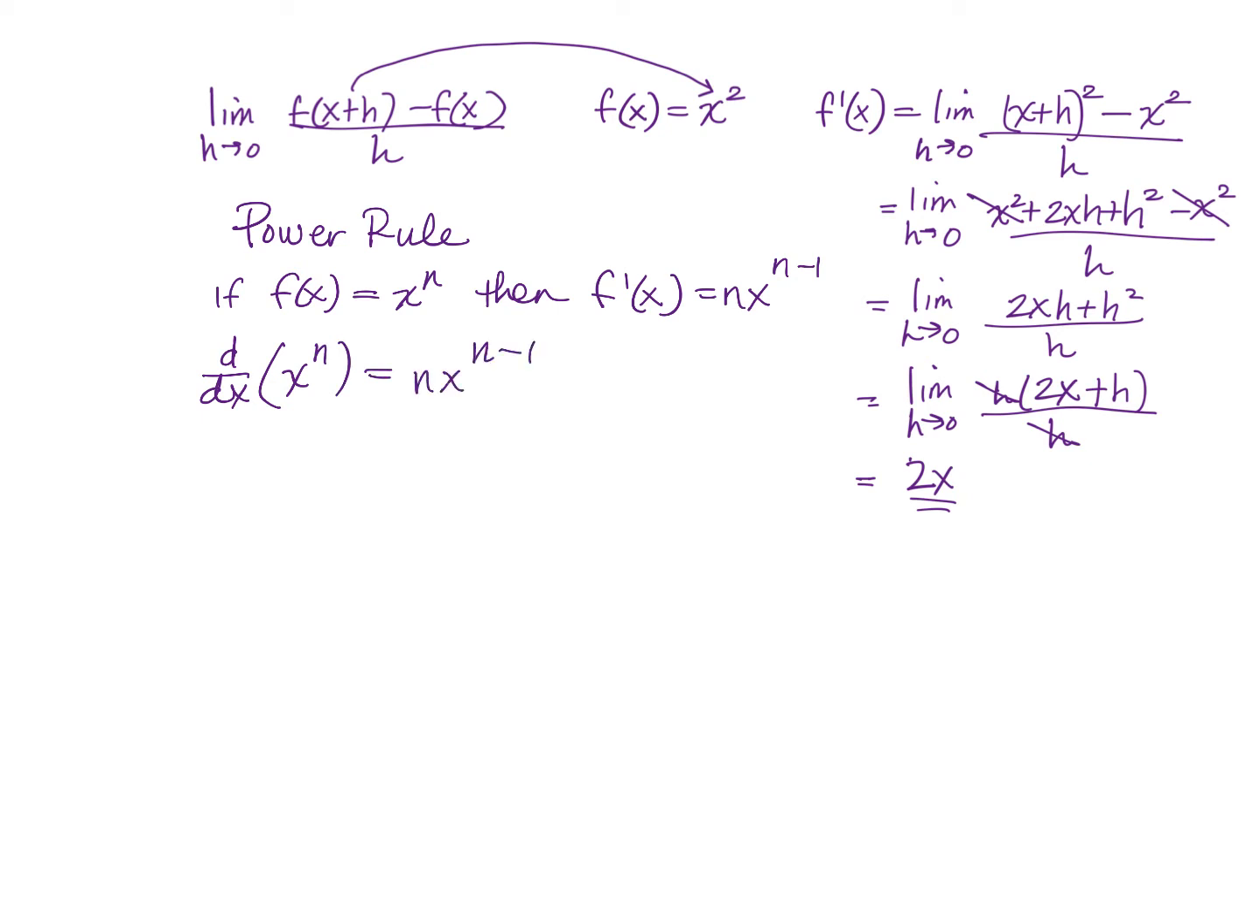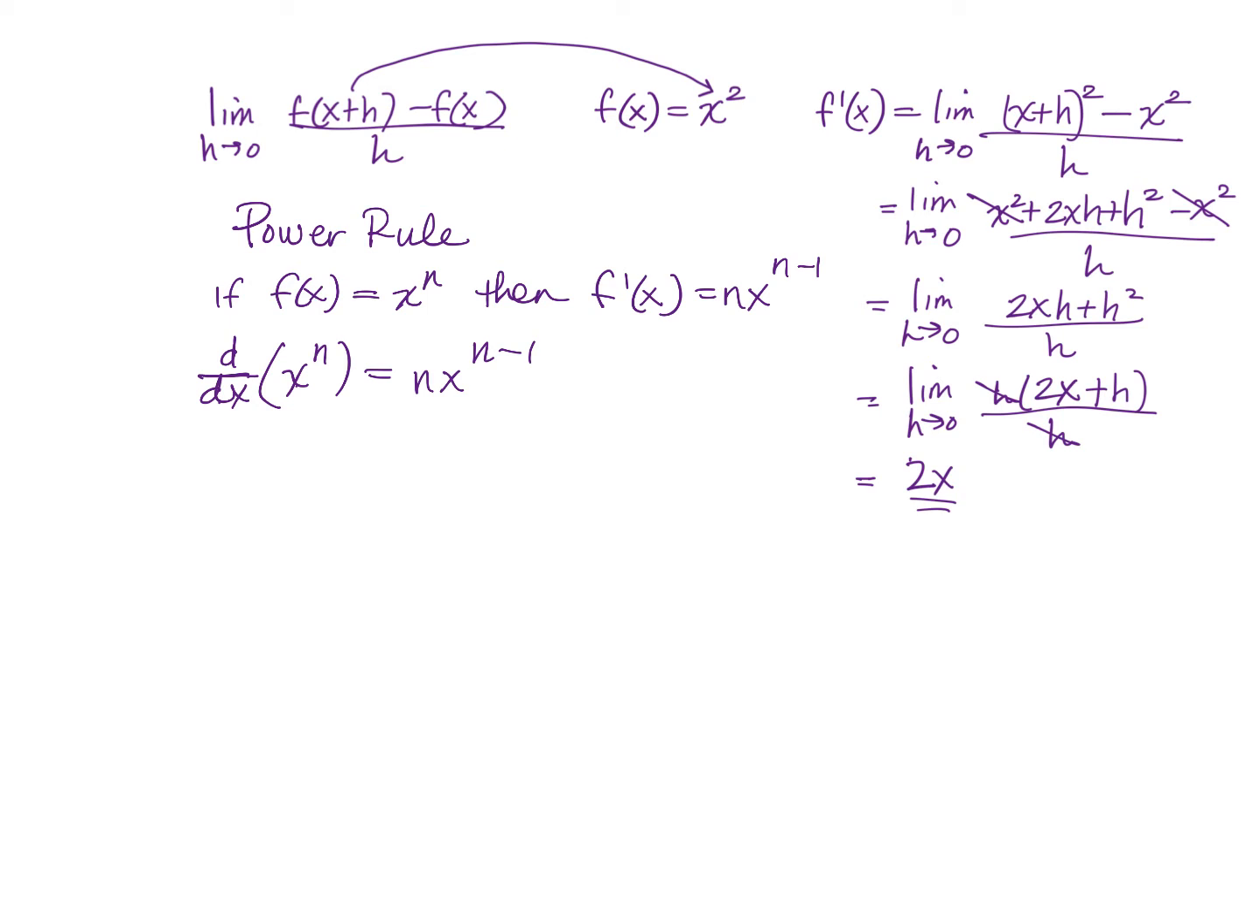Again, I'm just showing you a couple of different notations. f prime of x is the derivative of f of x. Alternately, we could say if I wanted to take the derivative d over dx of x to the n, it's equal to n x to the n minus 1. Same thing, different notation. So let's look at how this plays out.